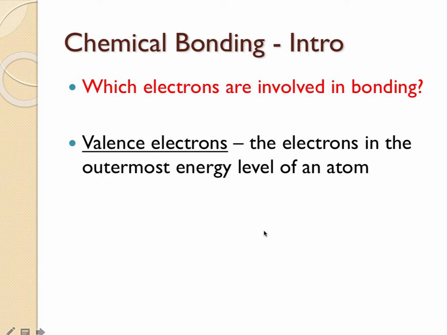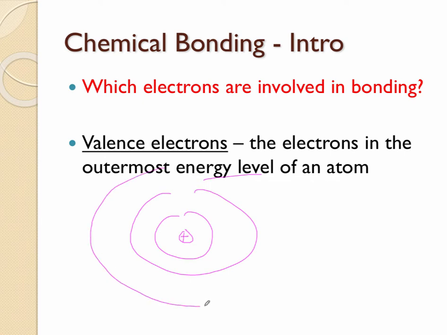So which electrons are involved in bonding? Okay. Valence electrons. These are the electrons in the outermost energy level. If you go to an old model of the atom that looks like this, and we have electrons in these different levels, the electrons that are going to be on the outermost energy level are the ones that are going to encounter other atoms. So it's the ones on the outside that are really going to hit into other atoms and be able to form these bonds. The electrons on the inside don't bump into the other atoms.